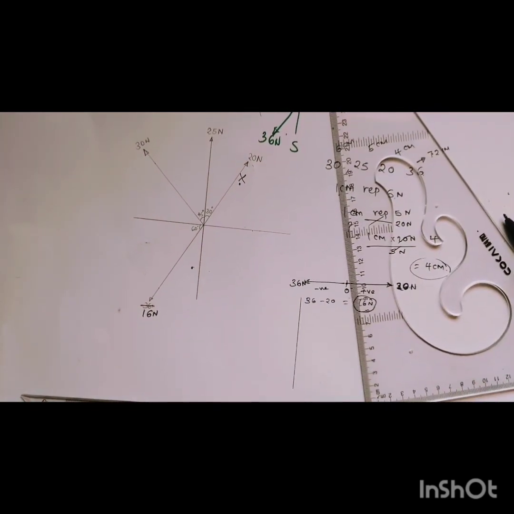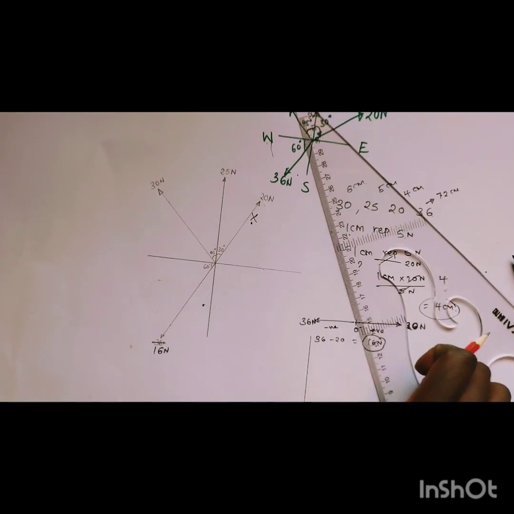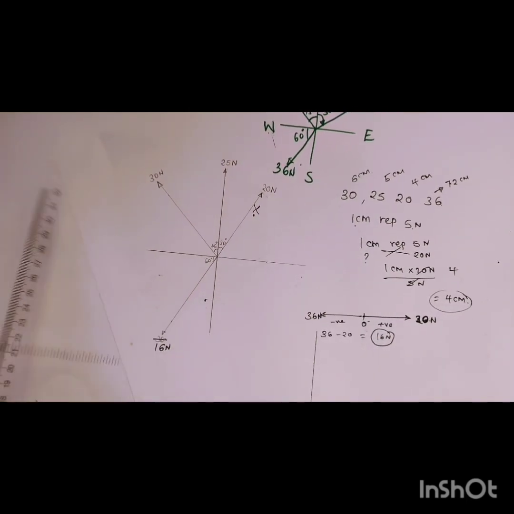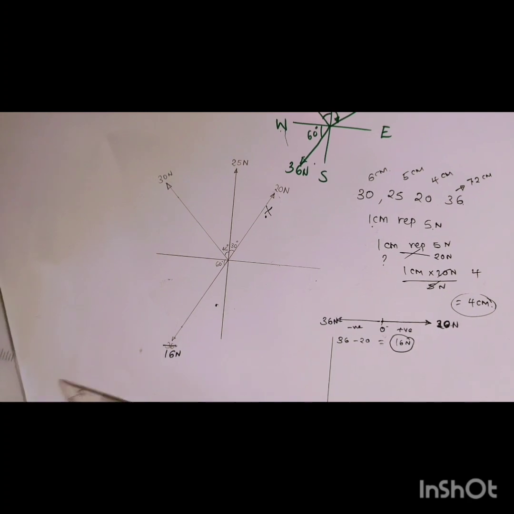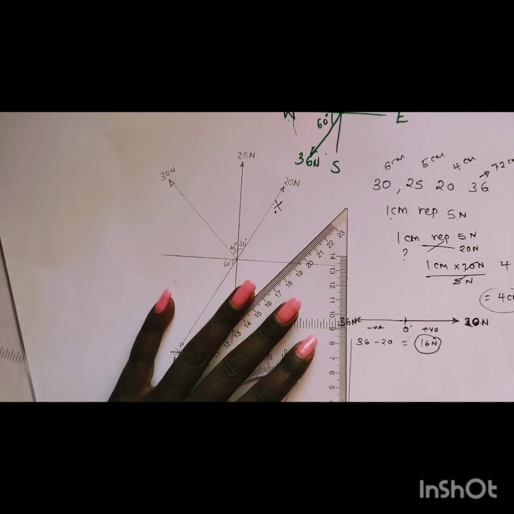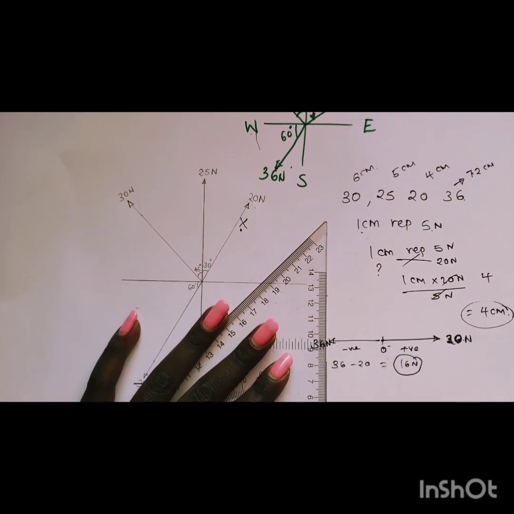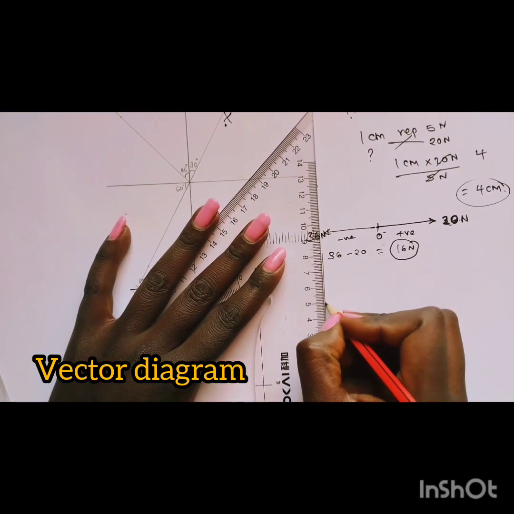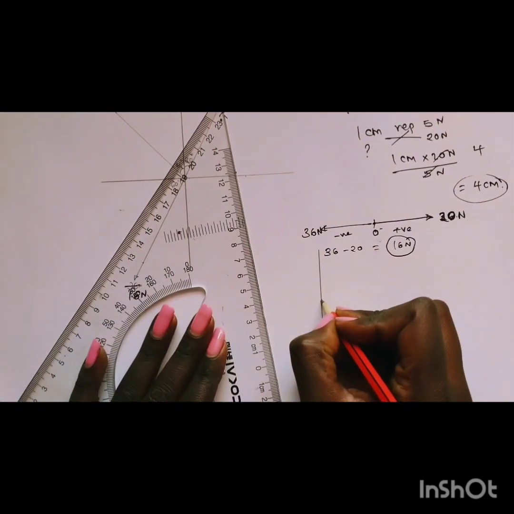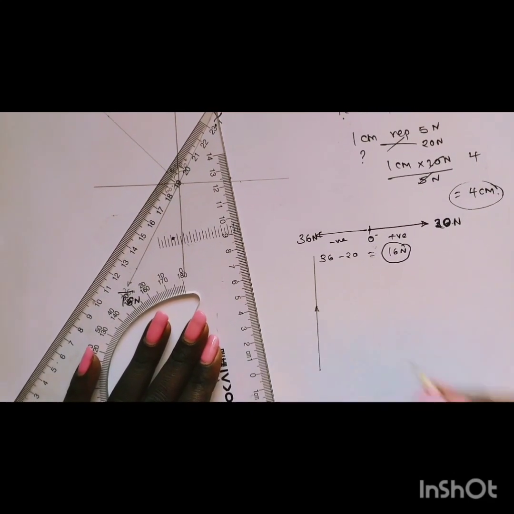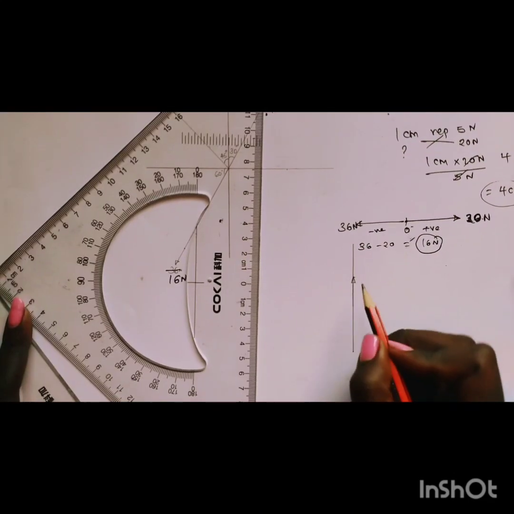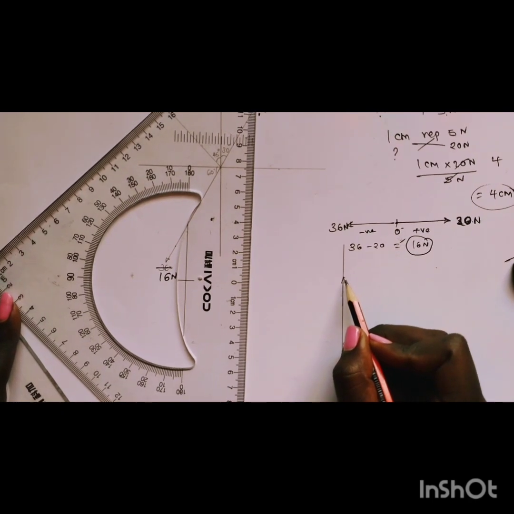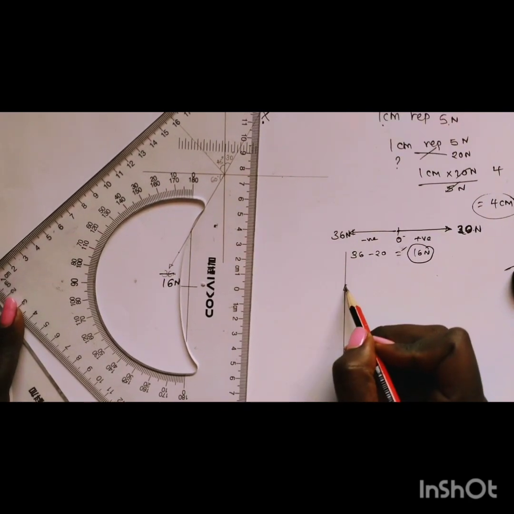Good. So our 25 Newton force, what was our scale? For the 25 we are supposed to measure 5 centimeters. So from this point, 5 centimeters. So that is my 5. And this would now be the head. So this is my 25 Newton force. This is the tail and this is the nose of this vector.